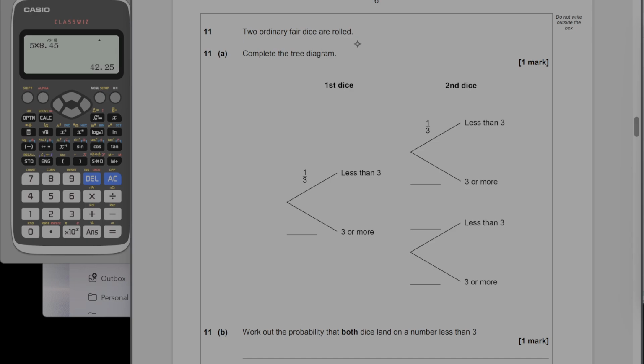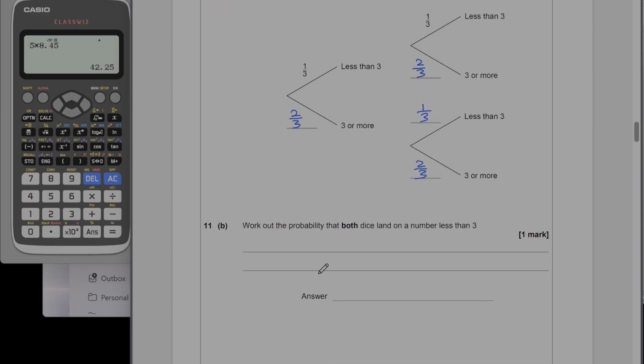Okay, question 11. Two ordinary dice are rolled. Complete the tree diagram. First dice, less than 3, more than 3. So we've got one third there, so we're going to have 2/3 here. And those will be true over here: 1/3 and 2/3, 1/3 and 2/3.